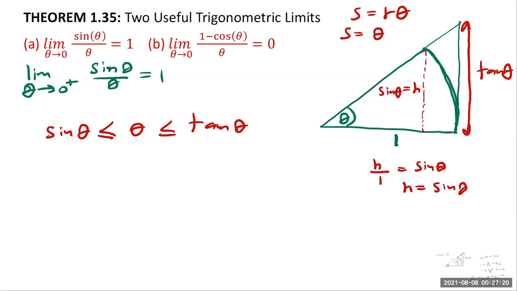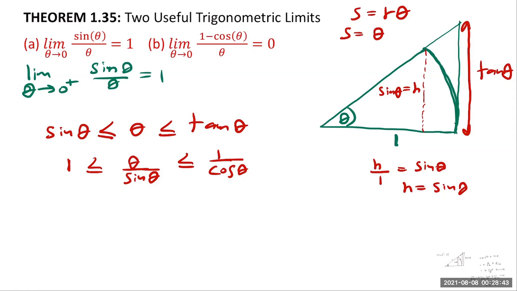Now, notice that I'm assuming that my theta is a very small positive number, right? Since I'm considering theta approaching 0 from the positive side, I can divide this entire inequality by sine theta. Here is what you get. If you divide this by sine theta, you get 1. Here you get theta over sine theta. And if you divide this by sine theta, you get 1 over cosine theta.